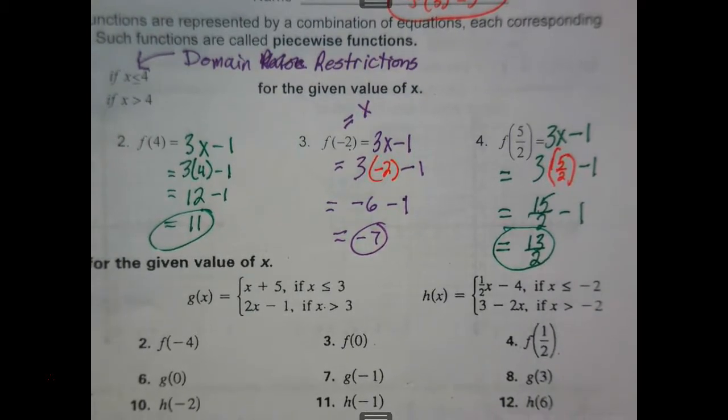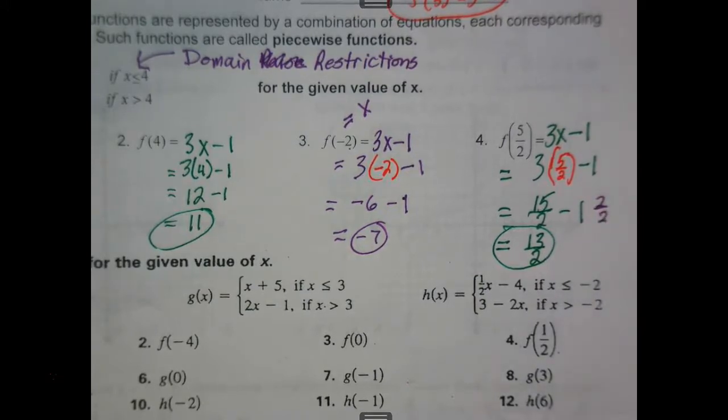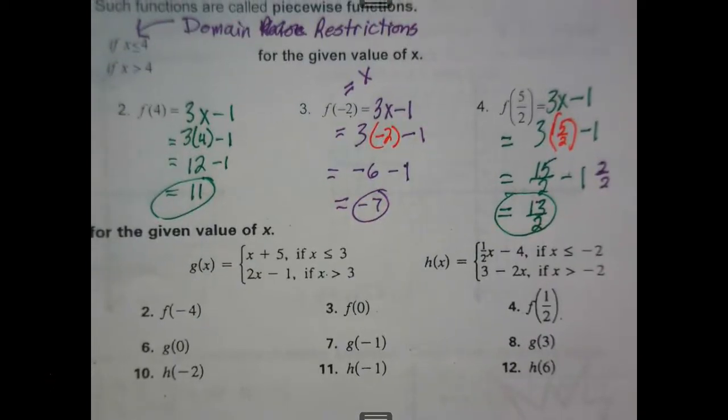1 is equivalent to 2 over 2, right? 15 minus 2 is 13. All right, easy peasy, right?